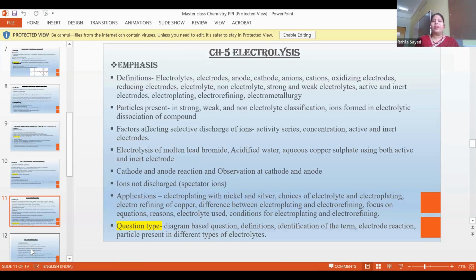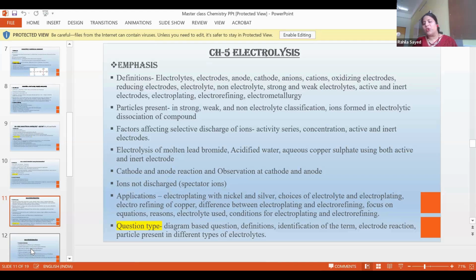Next, factors affecting selective discharge of ions. The metal activity series and the electrochemical series are very, very important. You need to learn this. There are many mnemonics given for this. Then the next factor affecting the selective discharge is the concentration and the use of active and inert electrodes. For this, we have the electrolysis of molten lead bromide, acidified water, and aqueous copper sulfate using both the active electrodes as well as the inert electrodes.